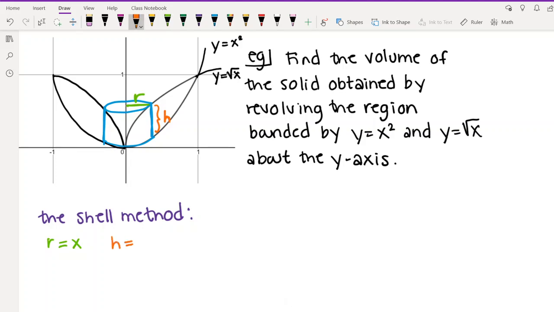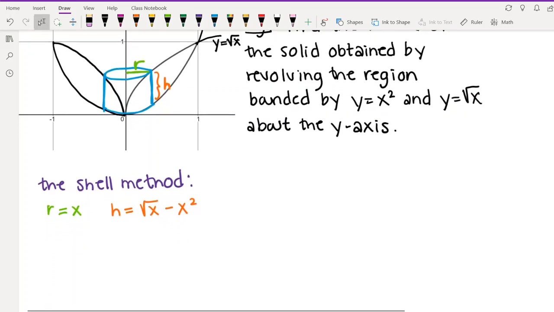And then what would the height be equal to? Well, the height would be determined by the top function minus the bottom function. So that's going to be square root of x minus x squared. And notice that everything's in terms of x, and that's because you can go back to the first set of rules we talked about, right? Which was that if you're using the shell method, whatever axis you're revolving around, you're using the opposite variable in your integral.